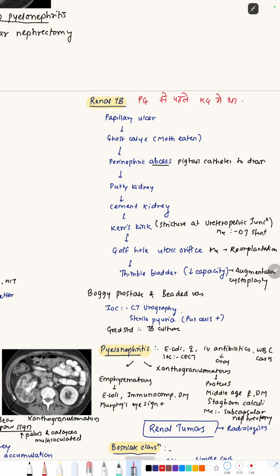Then Kinking. Kinking actually is the kink at the ureteropelvic junction, and management is the stenting. Then the golf hole orifice, that is ureteric orifice, management is reimplantation of the ureter.